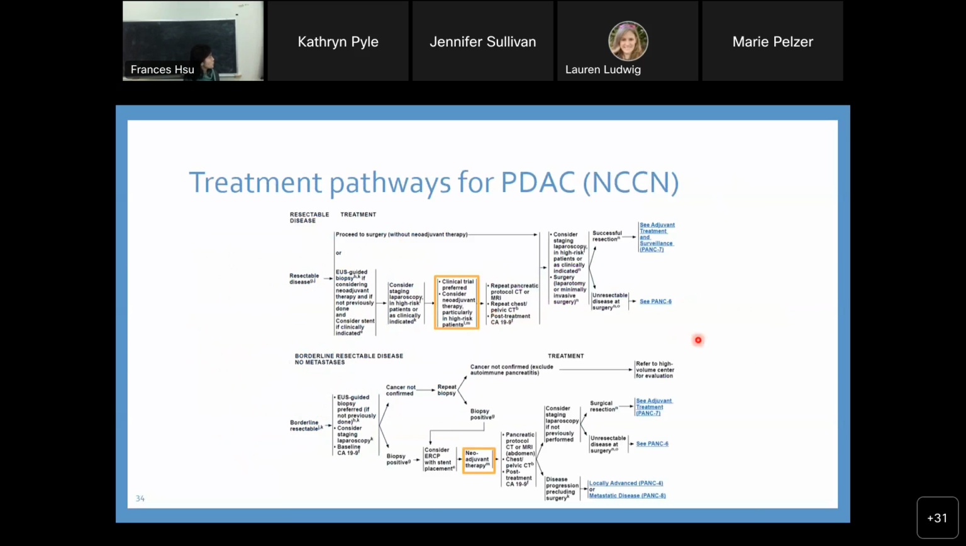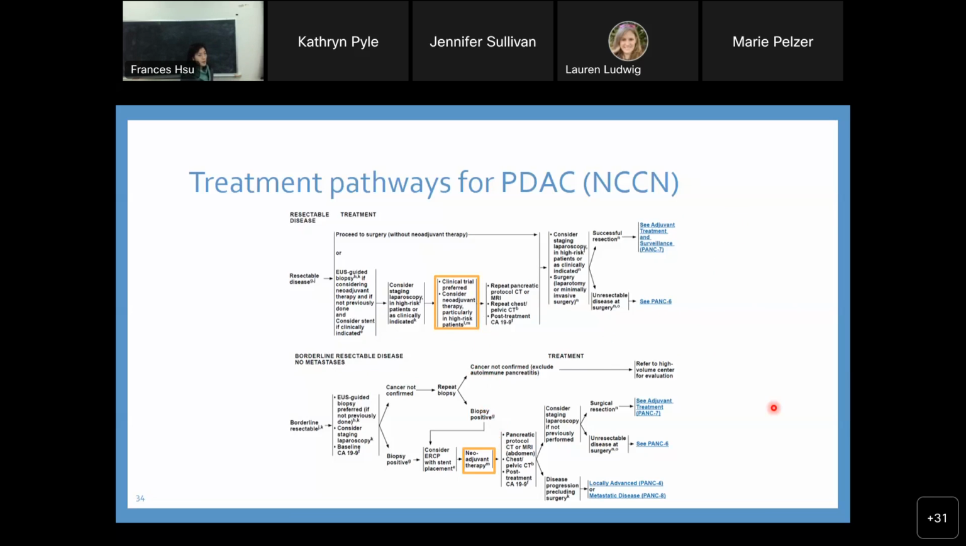Shown here are the 2 treatment pathways recommended in the clinical practice guideline by NCCN. So on the top is resectable disease, patients with the best prognosis, and the bottom is borderline resectable disease, people who can still undergo surgery. I've highlighted these 2 boxes here that recommend neoadjuvant therapy, but the true utility of neoadjuvant therapy is not really well known. So neoadjuvant therapy refers to systemic chemo or radiation therapy given before a surgery, as opposed to adjuvant therapy, which is given after the surgery.